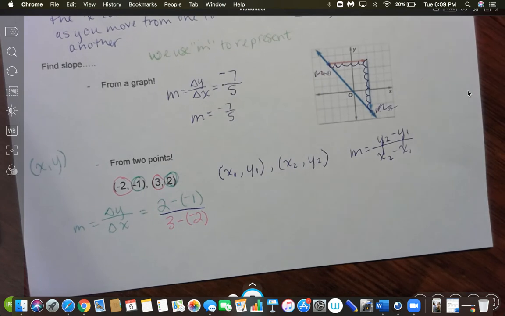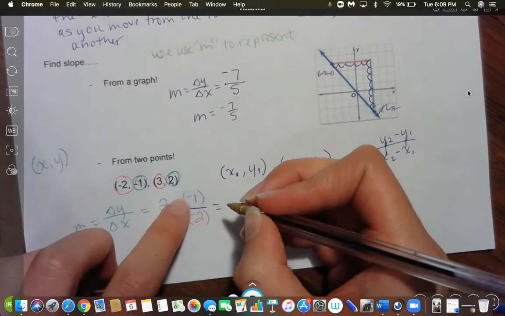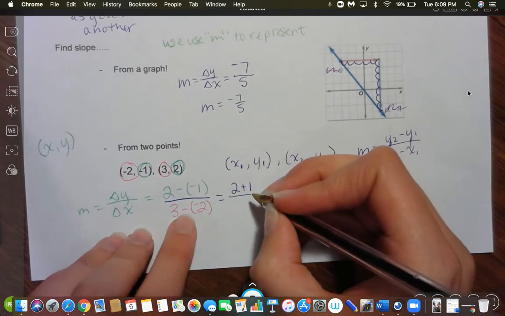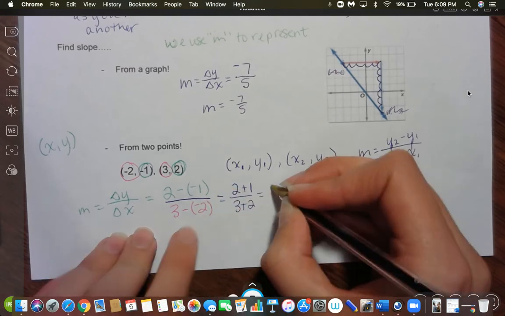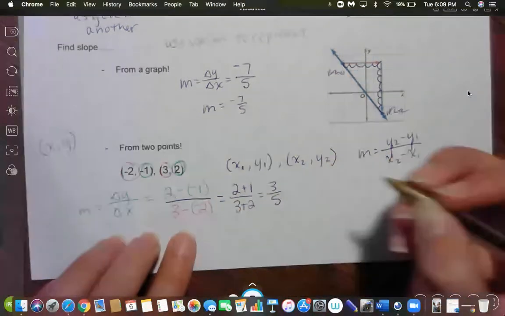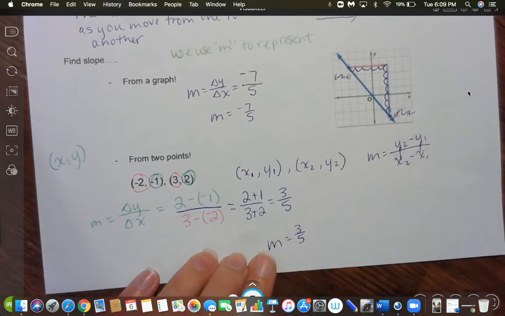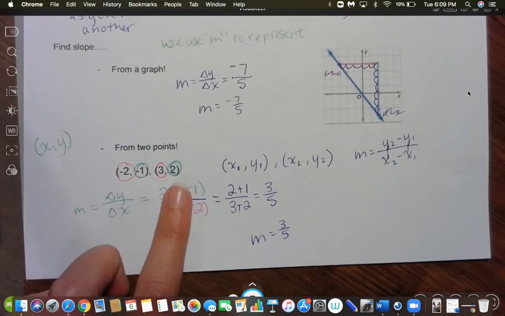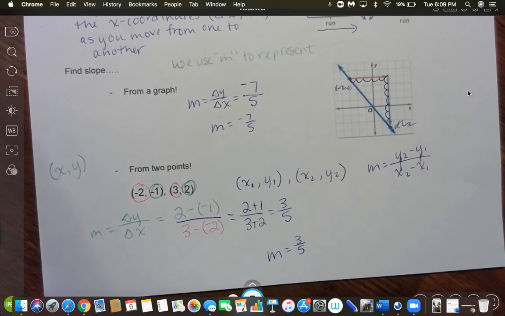And now we simplify this. All right, so 2 minus negative 1, that's the same as 2 plus 1. 3 minus negative 2, that's the same as 3 plus 2. 2 plus 1 is 3, 3 plus 2 is 5. So m equals 3 over 5. And that would be the slope between these 2 points, the line that goes through these 2 points. Not too bad, I don't think.